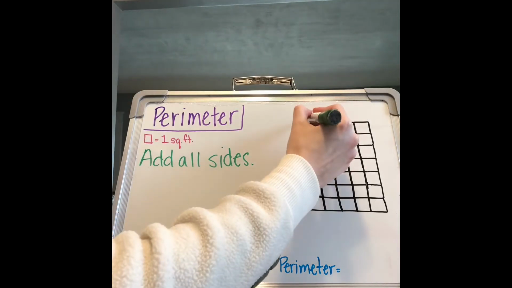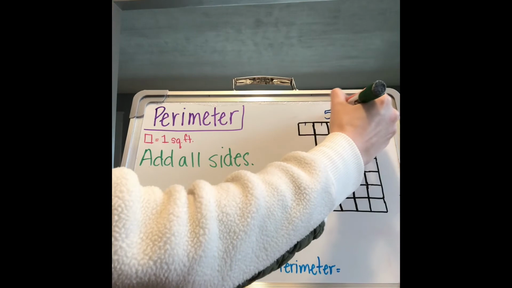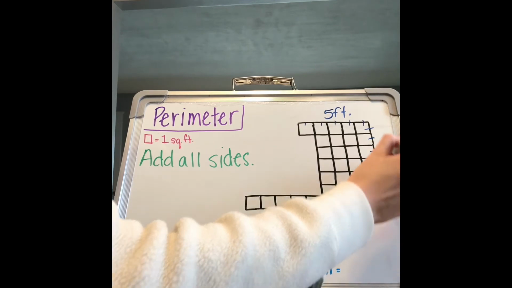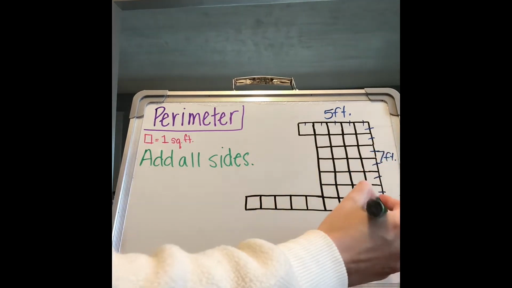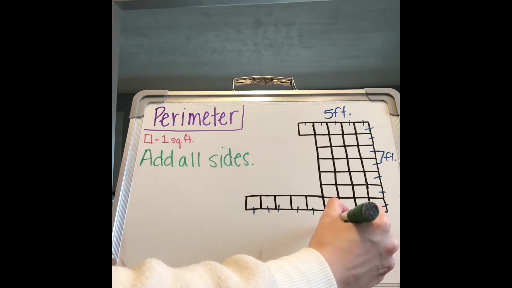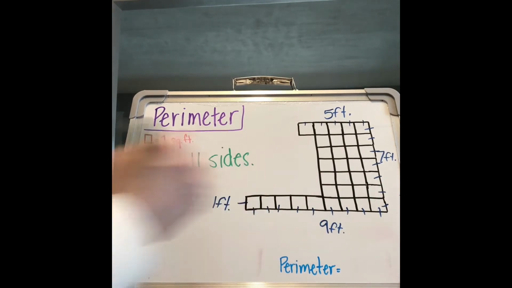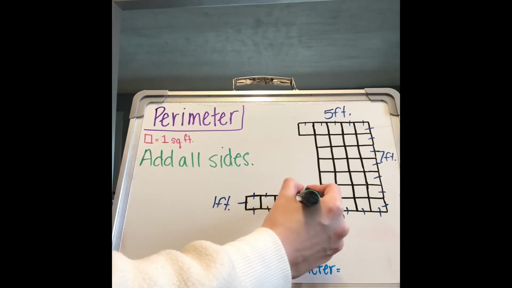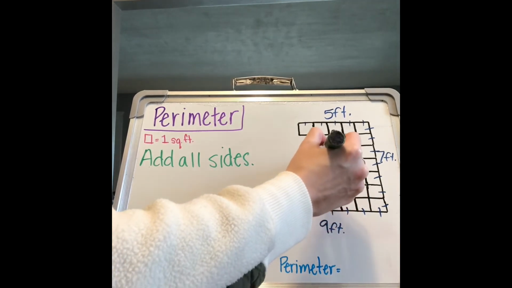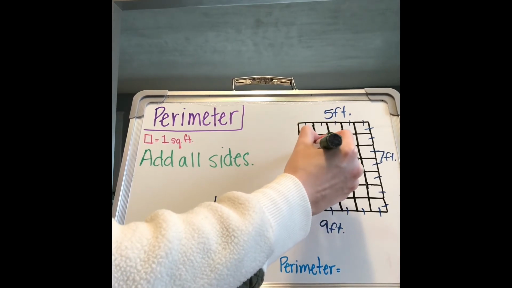So let's start with the top. 1, 2, 3, 4, 5. That's 5 feet, looking at my key. 1, 2, 3, 4, 5, 6, 7. 7 feet. 1, 2, 3, 4, 5, 6, 7, 8, 9 feet across the bottom. 1 foot here. 1, 2, 3, 4, 5. 1, 2, 3, 4, 5. 1 and 1.